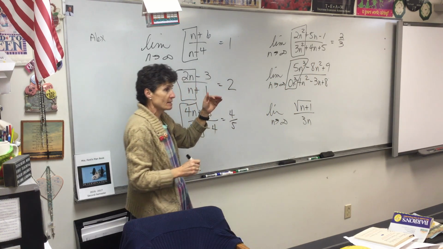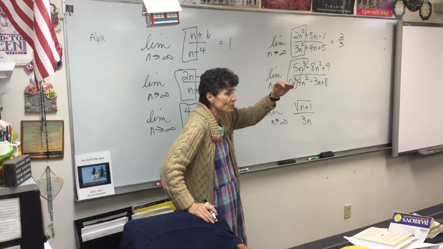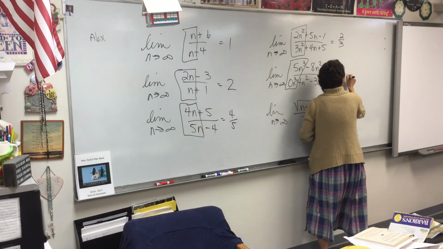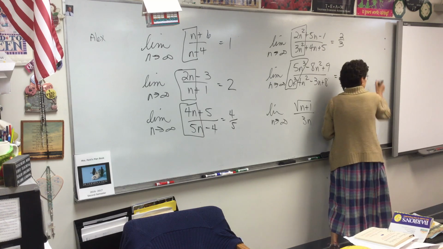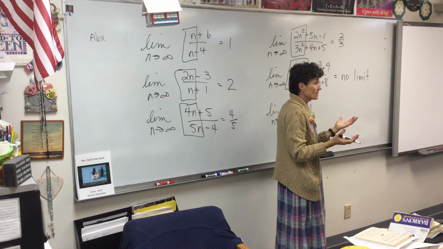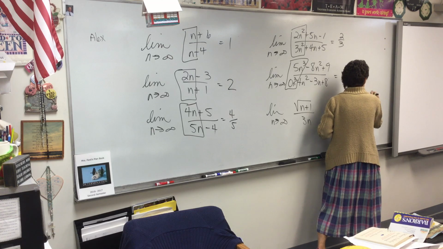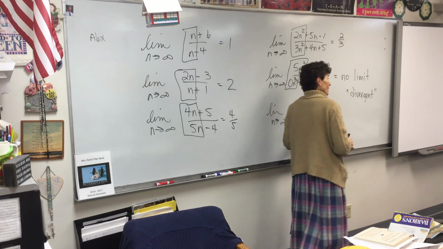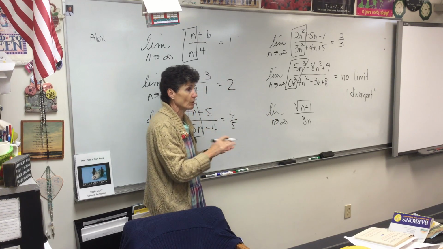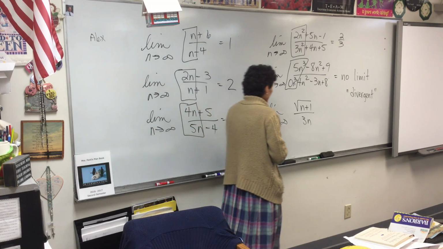So my limit is 5 over 0. Well, tell me about 5 over 0. It's undefined. So this one has no limit. If you were graphing this, that would mean it has no horizontal asymptote. The terminology we use in limit land is it's a divergent sequence. That means it shoots off into space. It doesn't have like a ceiling or a floor. It shoots off into space. No limit.